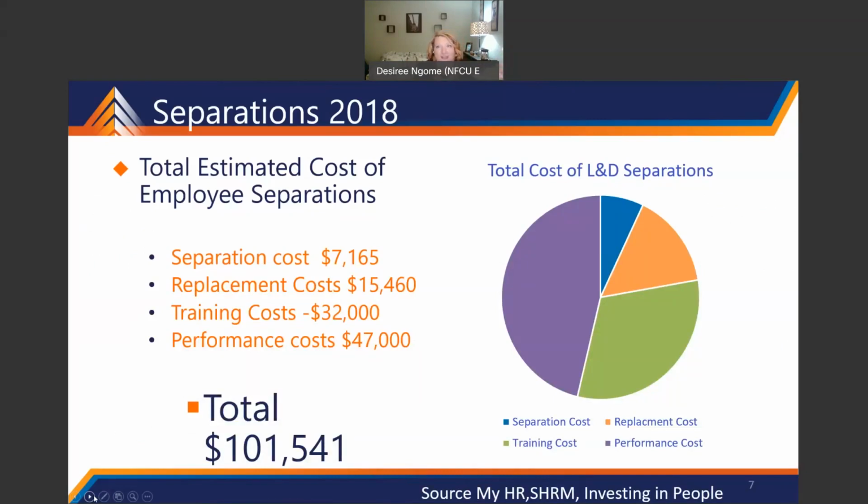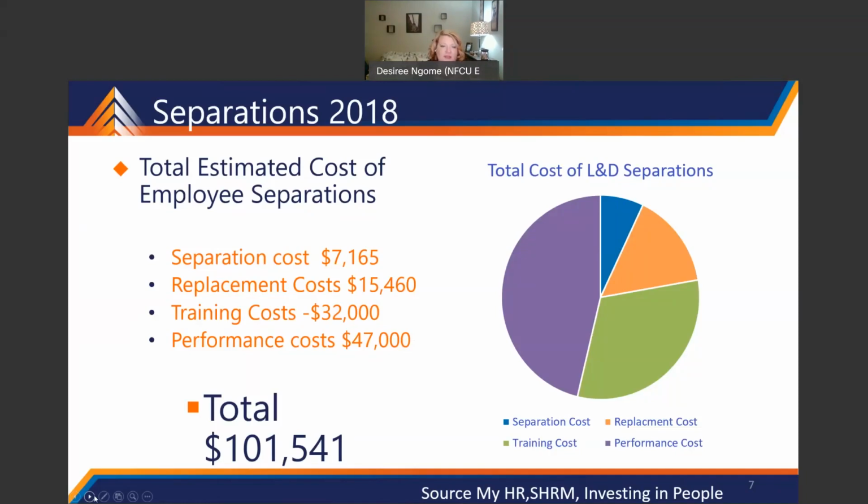There's a lot of math involved in calculating the cost of employee separations. But by looking at the data that we have on hand from the MyHR portal and plugging it into the SHRM calculator online, I don't need to bore you with the extensively long math details of each step.